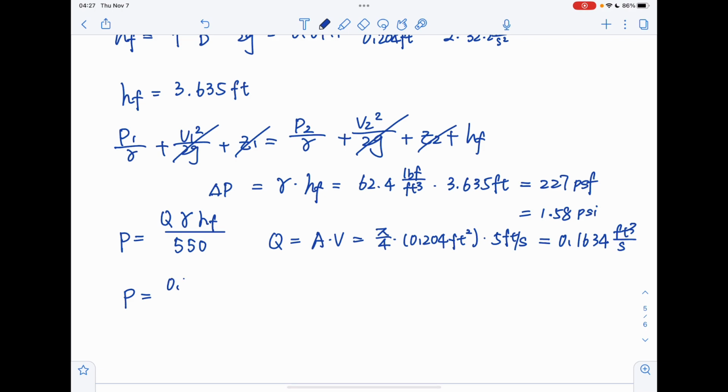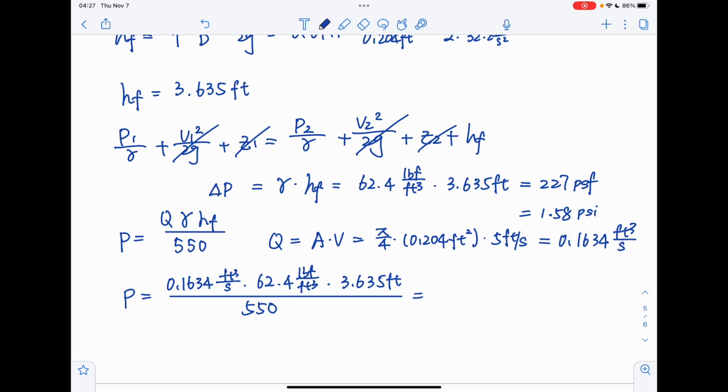Q is 0.1634 cubic feet per second times gamma, which is 62.4 pounds per cubic foot, times the head loss, 3.635 feet, over 550. So it will convert to horsepower, which equals 0.0675 horsepower.